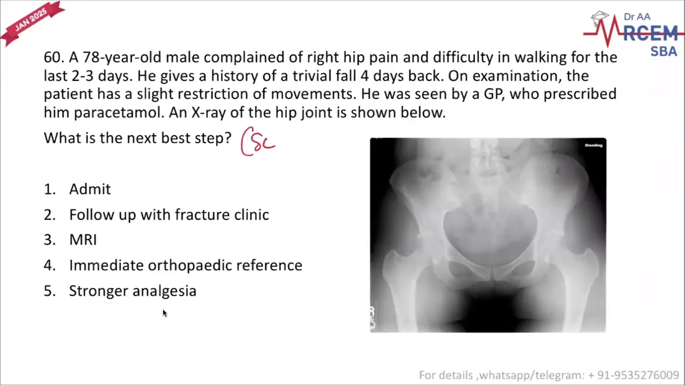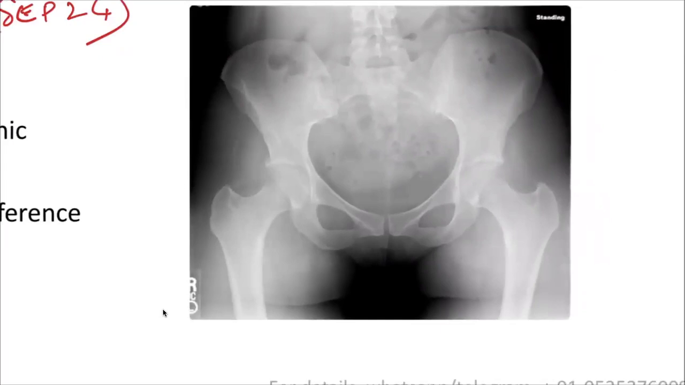This has again appeared in September 24. A 78 year old male complains of hip pain and difficulty in walking for the last couple of days. He gives a history of a trivial fall 4 days back. On examination, the patient has a slight restriction of movements. He was seen by the GP who has prescribed paracetamol. A hip X-ray of the joint is shown below. What is the most likely next step, or the best next step you will be doing for this patient, they are asking. Let us see the X-ray.